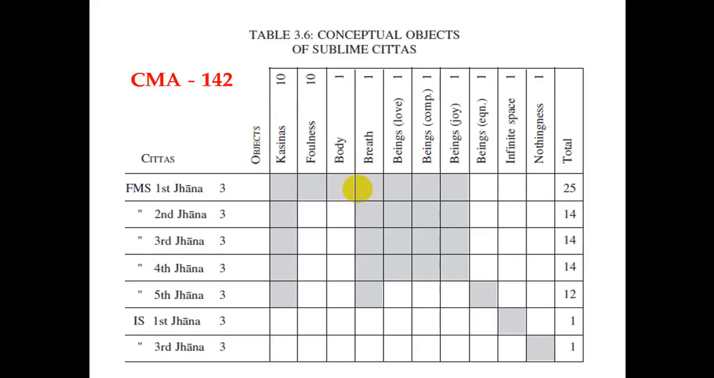This one? Contemplating on the body. In Pali we call it Kayanupassana.